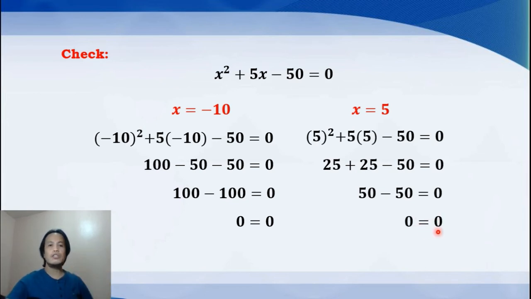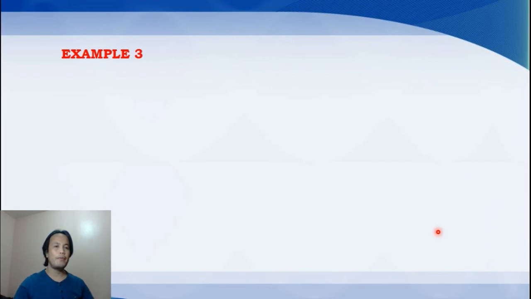Now let's proceed to our next example. We have example number 3. You are given 4x squared minus 24x equals 0. This time, we only have a binomial at the left side of the equation and 0 at the right side of the equation. Meaning, we lack C, it is a quadratic equation.